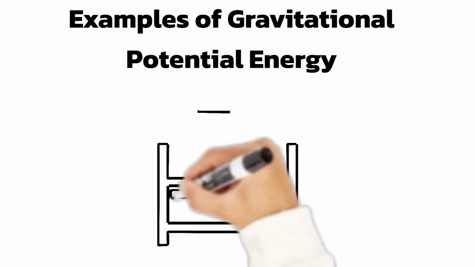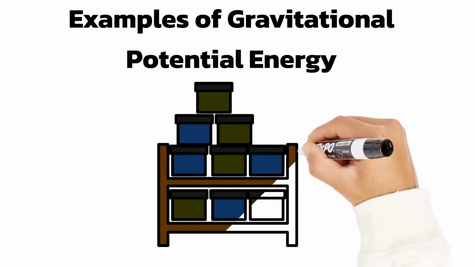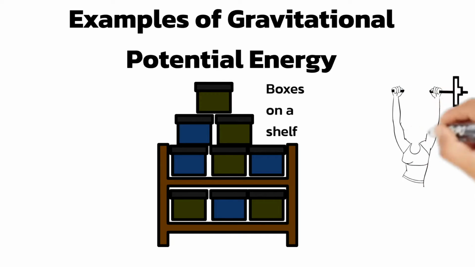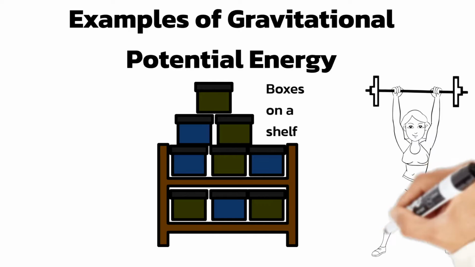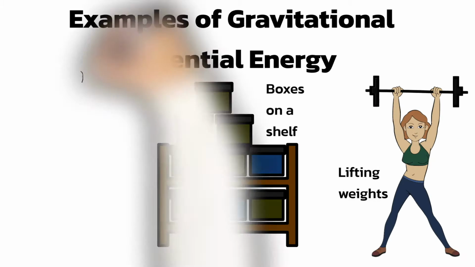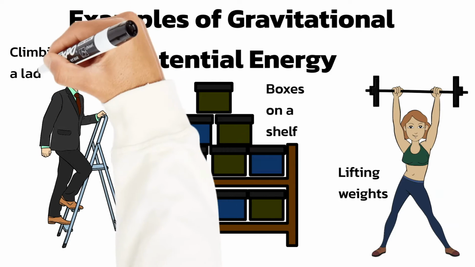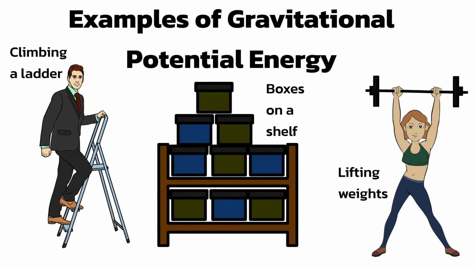Some examples of objects with gravitational potential energy are these boxes stacked on the shelves. The boxes on the higher shelves have a greater store of gravitational potential energy than those lower down. The woman lifting weights is doing work to increase the store of gravitational potential energy in the weights. The man climbing the steps is doing work to lift his own weight, so he's increasing his store of gravitational potential energy.